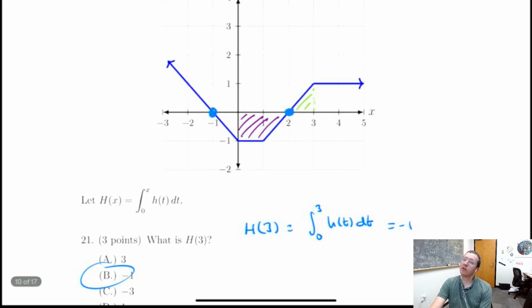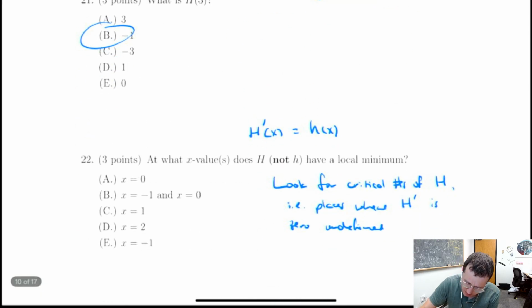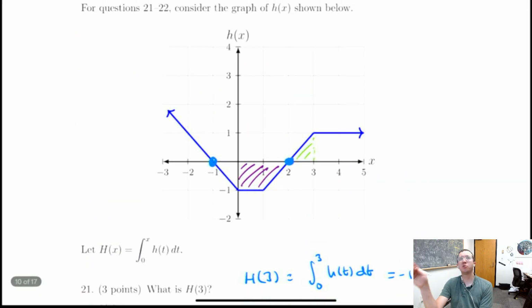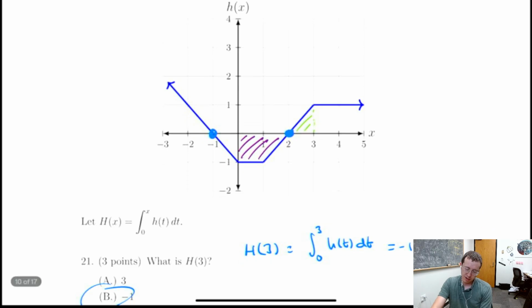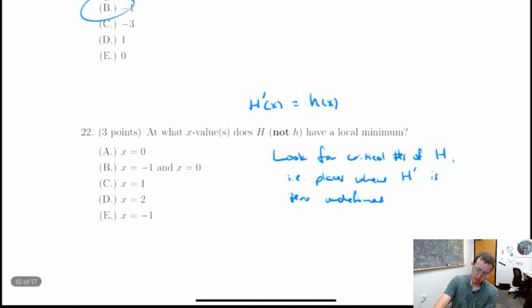Now, the first derivative test tells us that a local minimum occurs when the first derivative changes from negative to positive, because that means the function is going from decreasing to increasing. So I'm looking for a place where lowercase h goes from negative to positive. That happens at x equals 2.